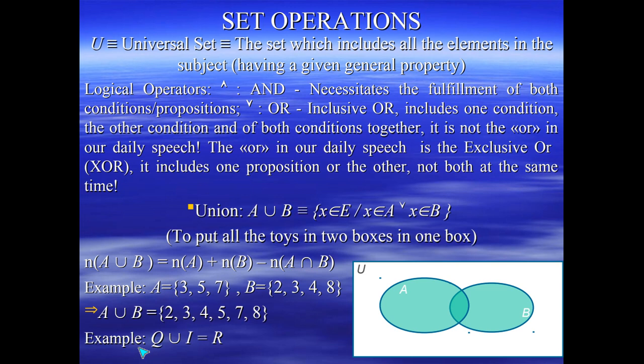An example we have already seen is that rational numbers union irrational numbers gives us R, the real numbers. The real numbers are the union of the rational numbers with the irrational numbers, you see?